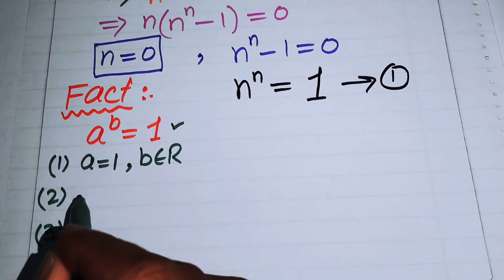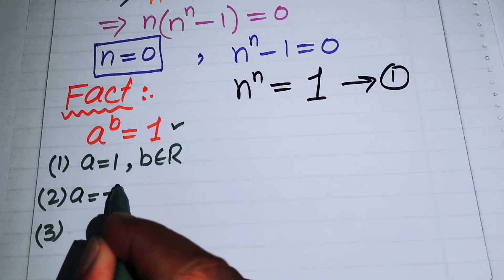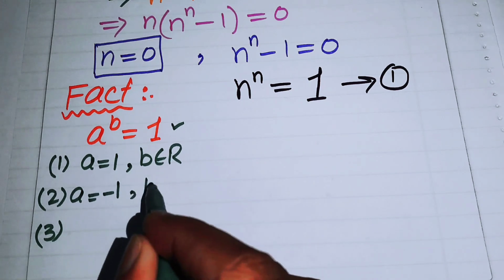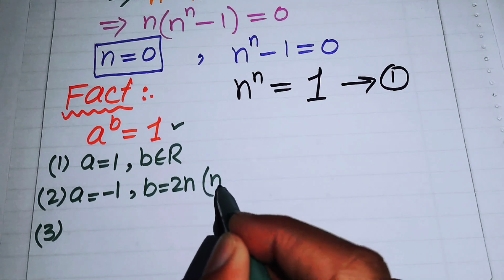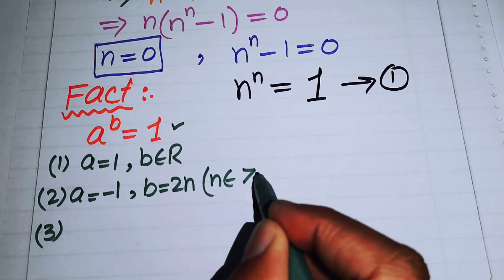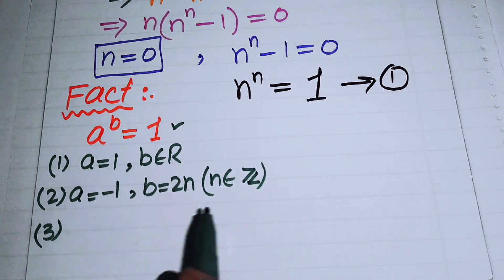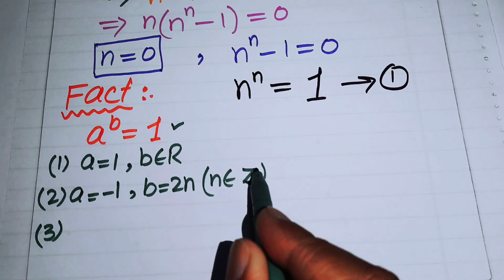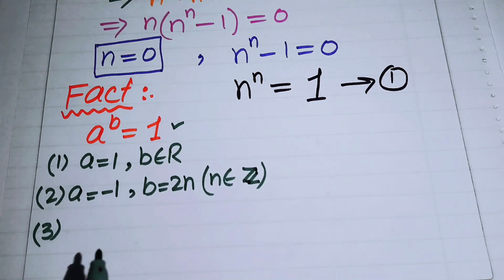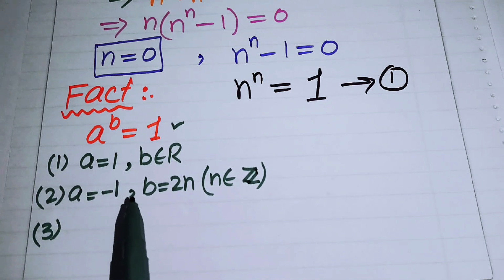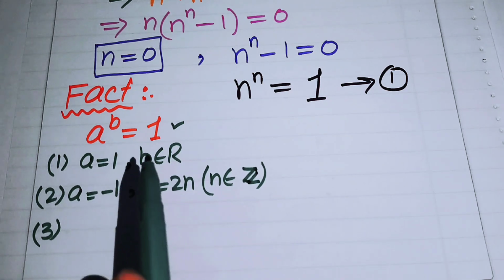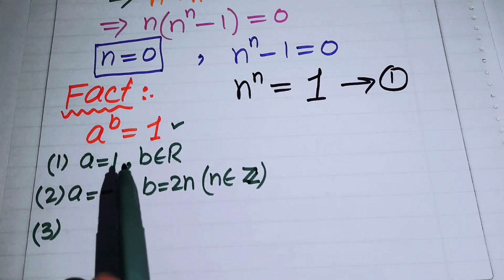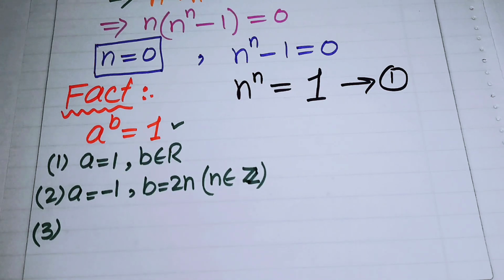And in the second solution, if a equals negative 1, then b equals 2n, and n must belong to Z, the set of integers. So the second solution is a equals minus 1 and b must be an even integer, so a equals minus 1 is also a solution of this equation.